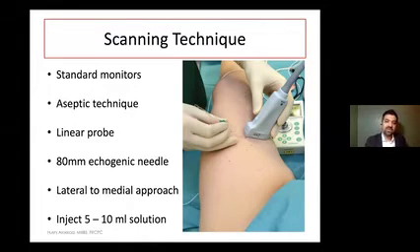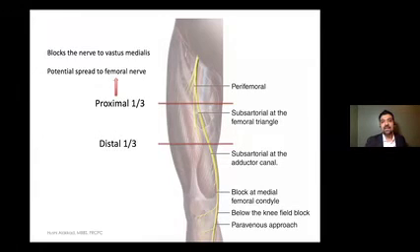Most of the new studies are talking about injection of 5 to 10 mLs of solution only. I was used to injecting 20 mLs, but now I've reduced to 10 mLs. Why? I will mention why. So looking at this slide, this is the femoral nerve. As you go, you get the saphenous nerve, and then there's the nerve to vastus medialis.